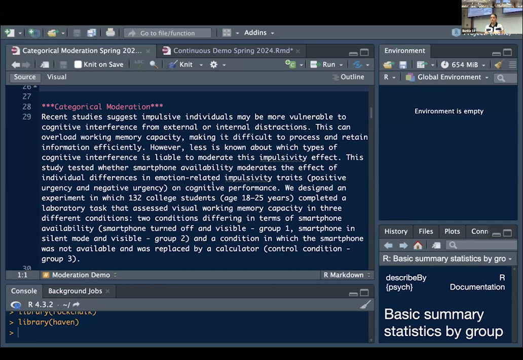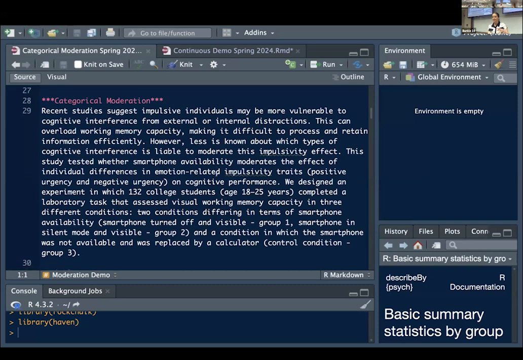We designed an experiment in which 132 college students completed a lab task that assessed visual working memory in 3 conditions. 2 conditions differed in terms of smartphone availability. So smartphone turned off on the table was group 1. Smartphone in silent mode and on the table was group 2. And then a condition where the smartphone was not available at all, there was a calculator on the table, right? So that's the control condition. And the idea is let's still put something on the table. So you want to make it as close to your treatment conditions as you can. It's not your phone. Okay?